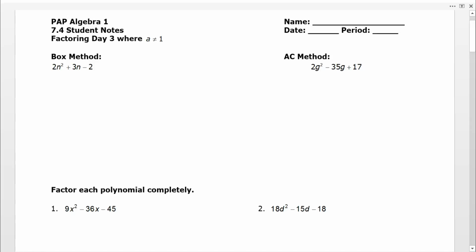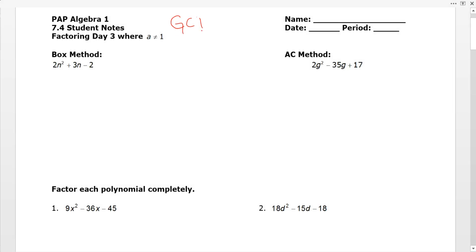Okay, so we're going to do our last day of factoring, and the only difference is that we're going to have a value for a, so there's going to be a value at the beginning of our polynomial. So first thing to do is look for a GCF, take it out if there is one, and then factor.